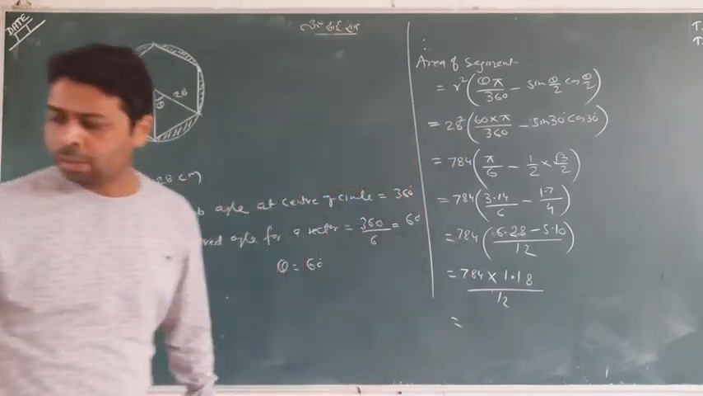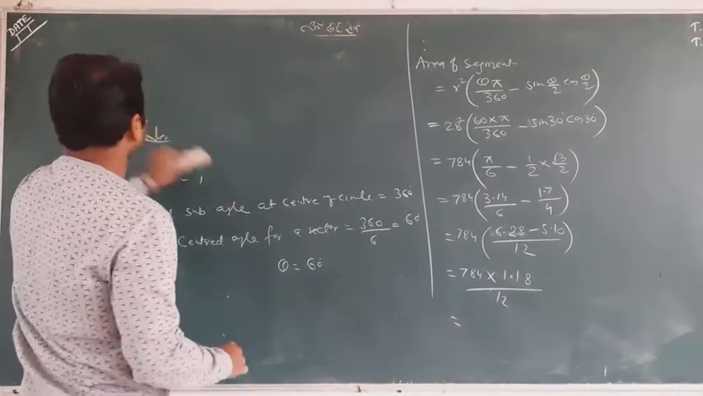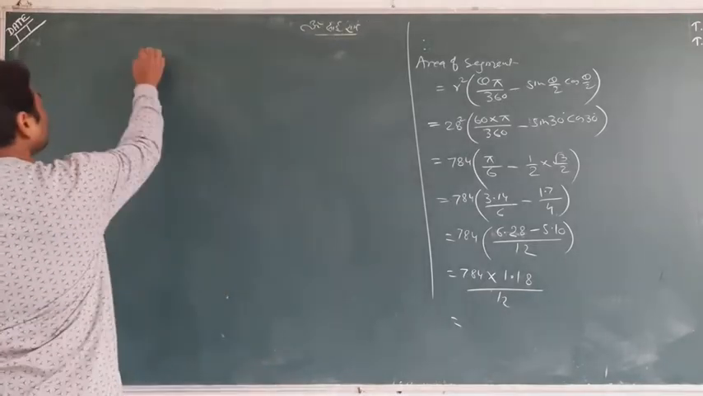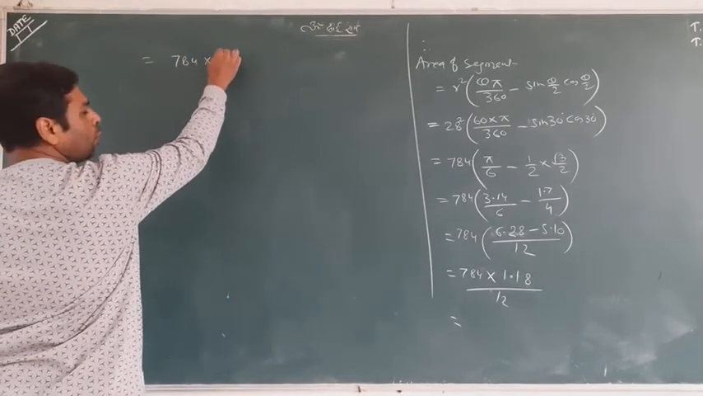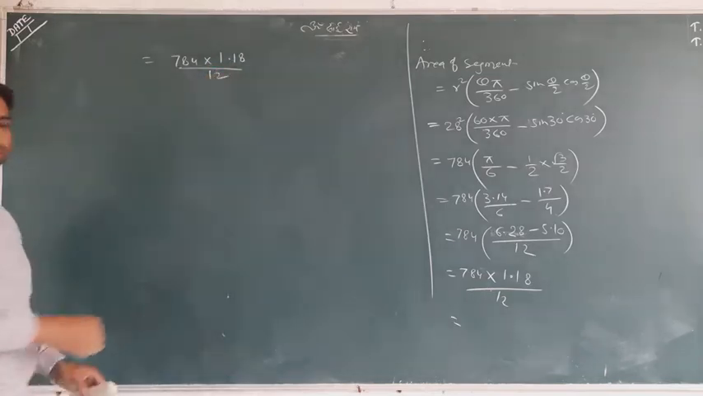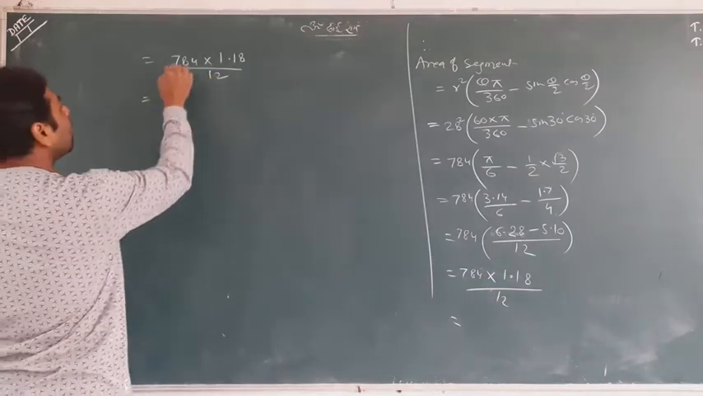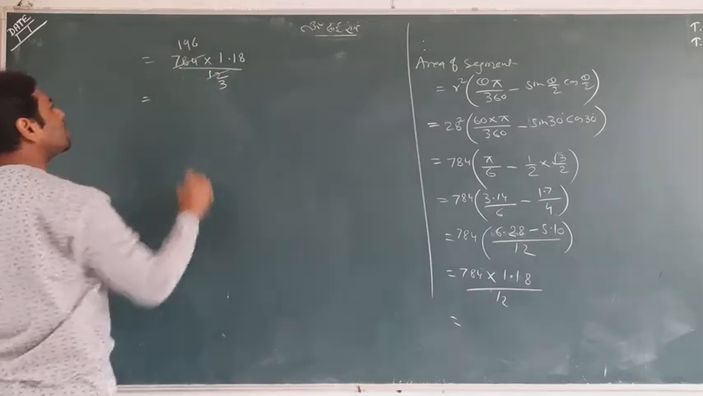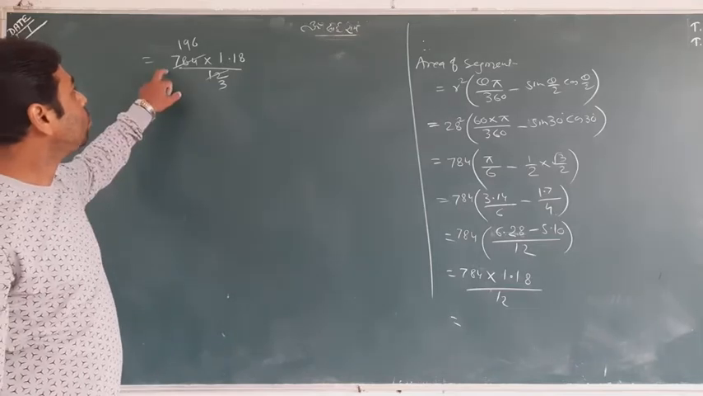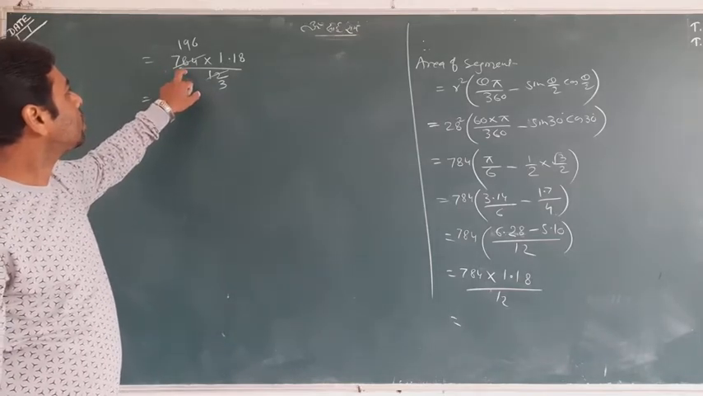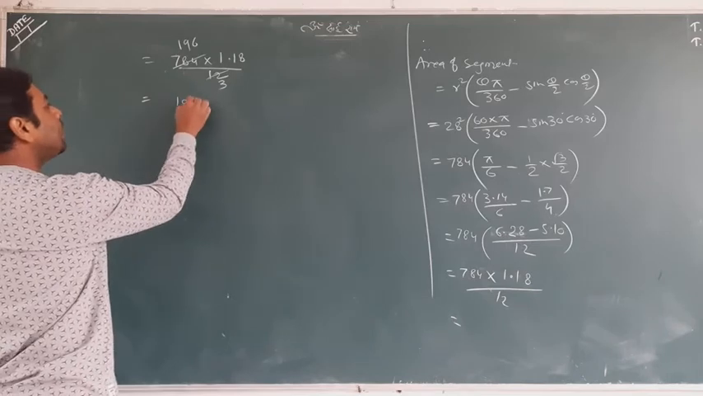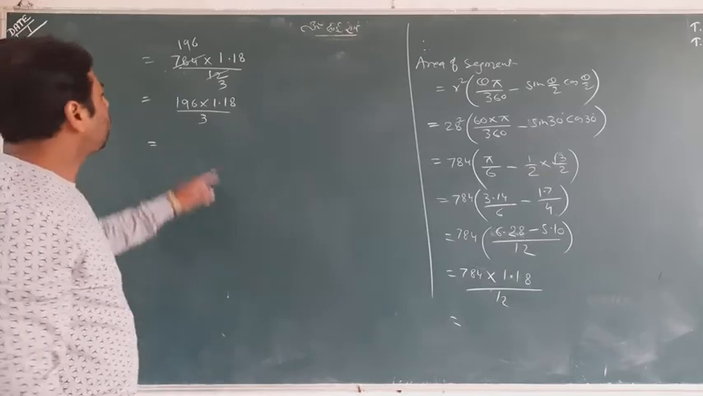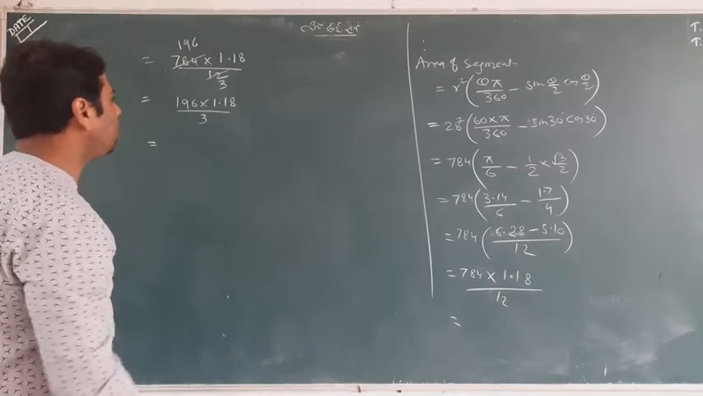So lastly, I just want to rub this out. 784 into 1.18 upon 12 we have. We will simply cancel by 4. 4 3s are 12, 4 1s are 4, 4 9s are 36 and 4 6s are 24. Okay, 196 into 1.18 upon 3 we got. You will multiply these two and get an answer.